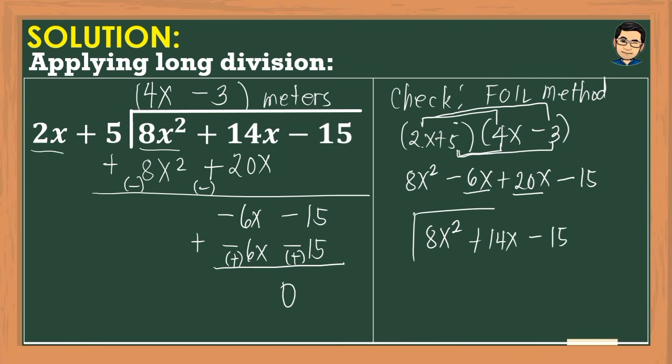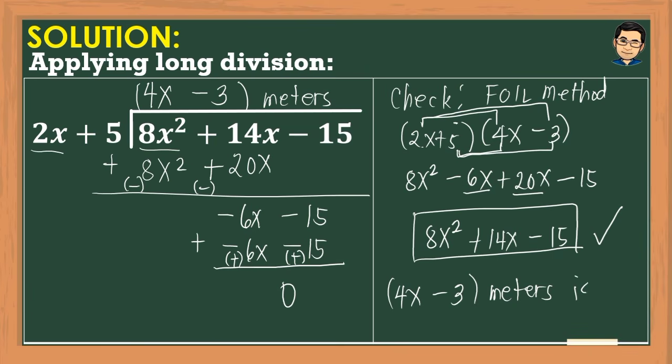As you can see, nakuha po natin yung area. Ibig sabihin, yung 4x minus 3 meters ay tama po. Is the width of the garden.